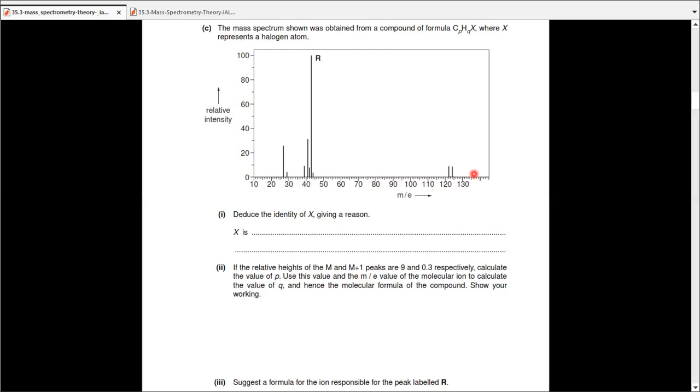No, beta, that is the M plus 2 value. So m/e is the previous one. Of these two similar values, you're not supposed to pick the one on your right. You're supposed to pick the one on your left, and that is 122. That's the molecular ion peak. So C3H6Br. So P is 3 and Q is 6.